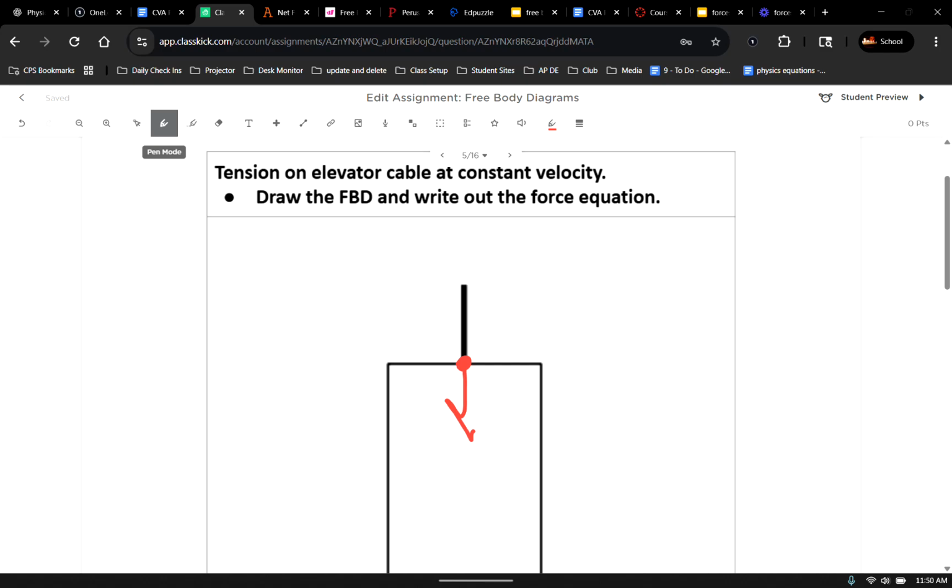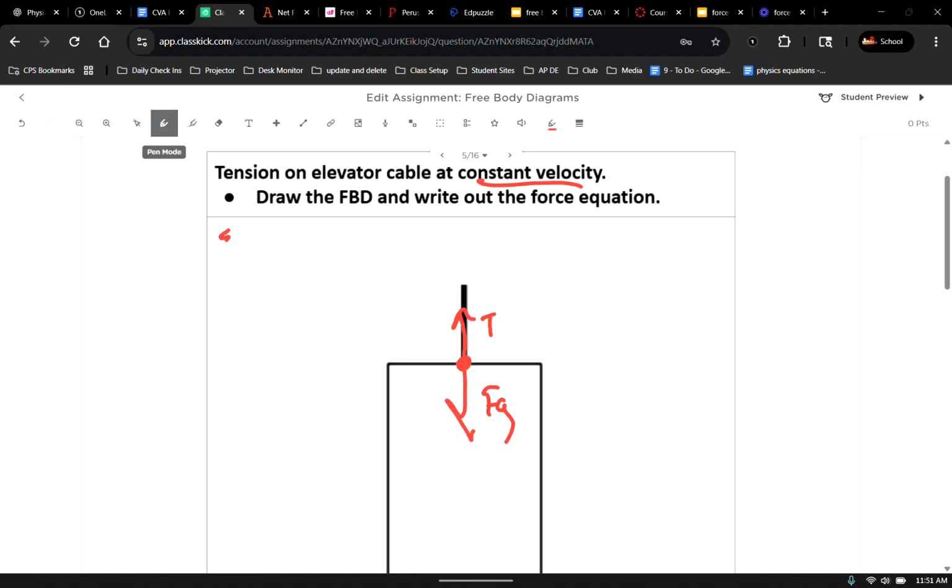So gravity again is always pushing it down. Tension on an elevator at a constant velocity. To have a constant velocity, the forces have to be equal. If the forces aren't equal, then you have an acceleration. So this one would have a tension force up that's the same size.